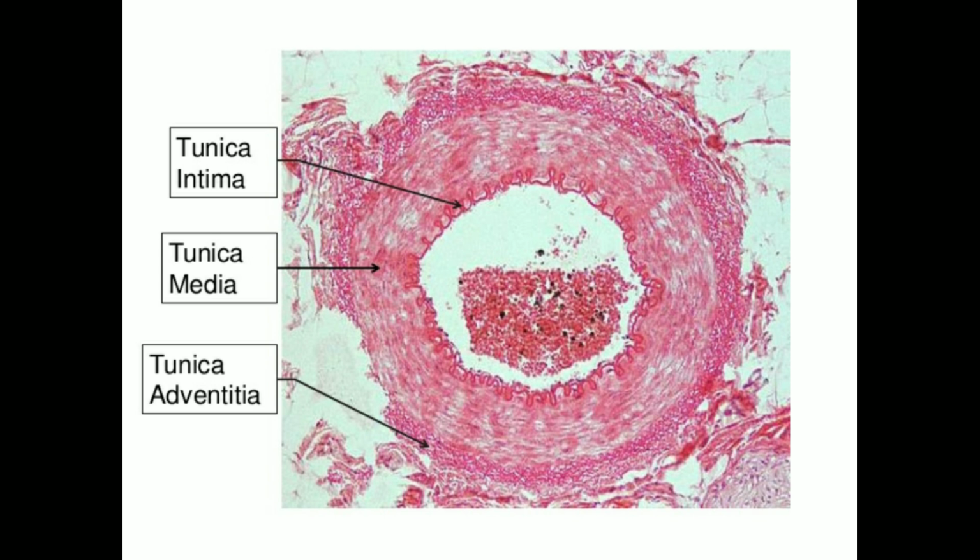This is a histological slide. From inside out you can make out the layers. The inner layer is called the tunica intima. The middle, thick layer is called the tunica media. The outermost layer is called the tunica adventitia. You can see the staining there. This is the histology slide of the blood vessel.